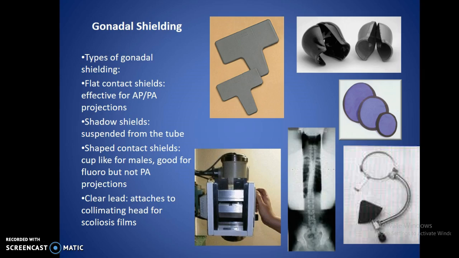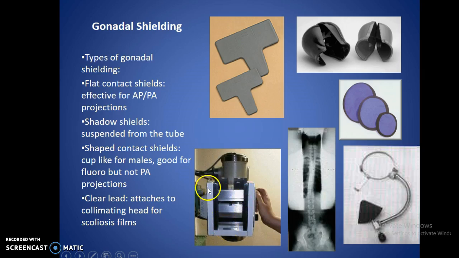If you could cover it up and move it around, if it was covered with a bag, just so there's no dust that comes down on the patient, that would be ideal. Shape contact shields, these shields right over here, they're for males. They're good for fluoro but not PA projections, because the way the fluoroscope works is that it will come in and then basically bounce off the lead and go back in and hit it like a doubling dose of male gonads. Clear lead just basically attaches to the collimating head for scoliosis films.